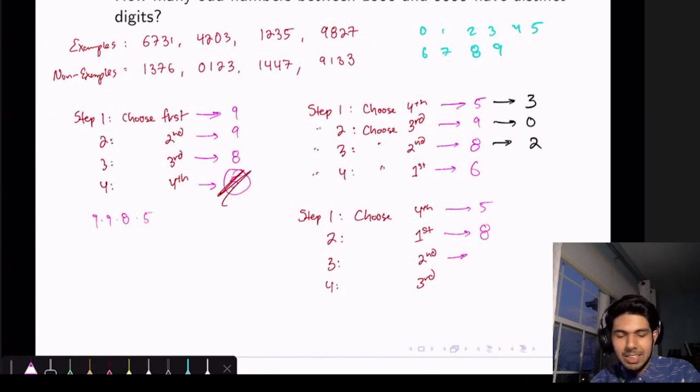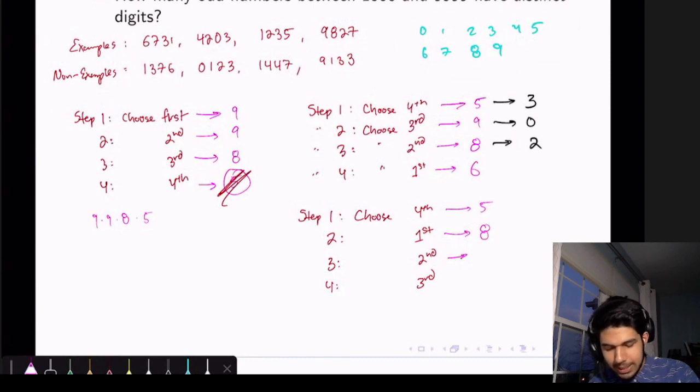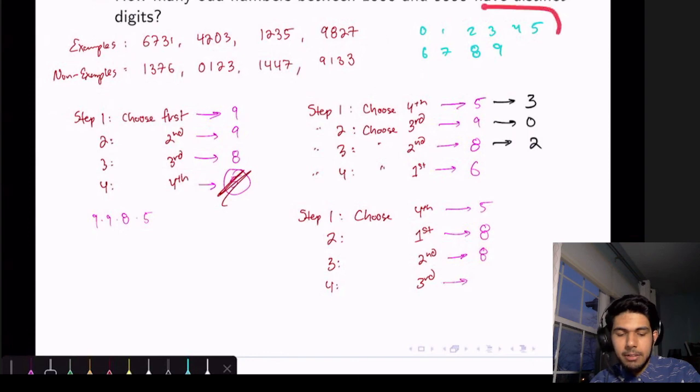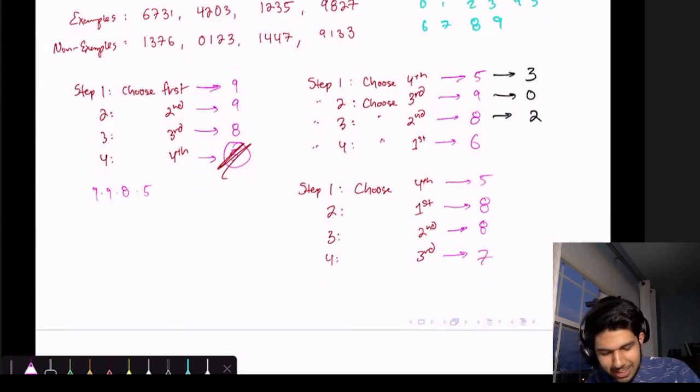Okay, now we get to the second digit. That can be any of these 10, but we know that 2 of them have already been used for the first and fourth positions. So there's 8 options here. And then for the third digit, it can be any of these 10, but 3 of them have already been used. So that gives us 7 here. And now we've approached the correct answer. So by the multiplication rule, there are 5 times 8 times 8 times 7.